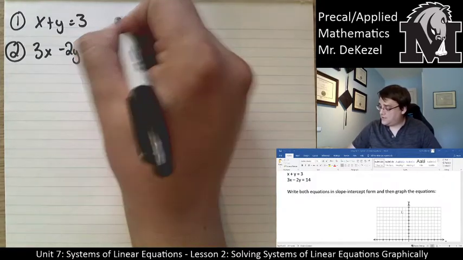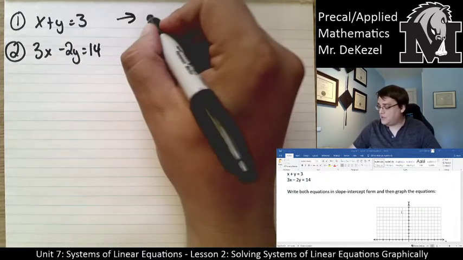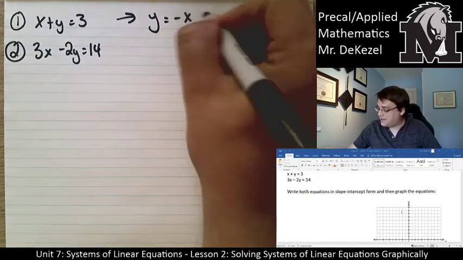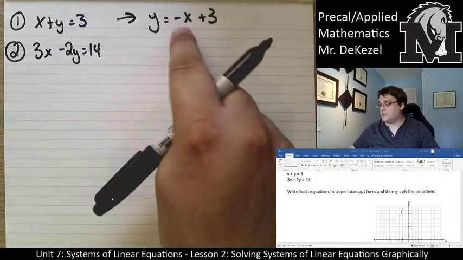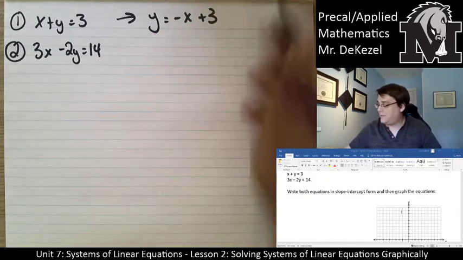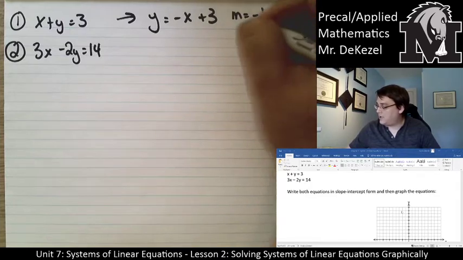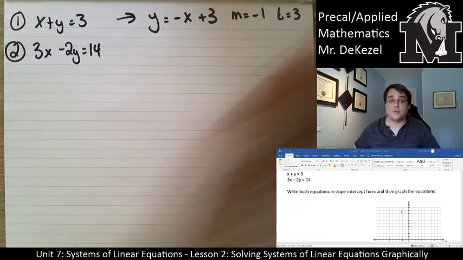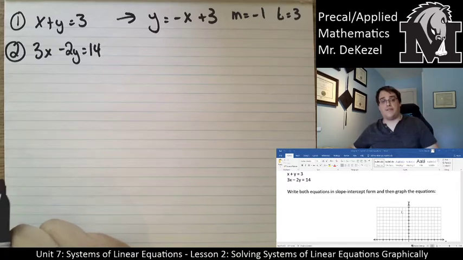So with this one, it's really easy. We move the x over, y is equal to negative x plus 3. That's y equals mx plus b. m equals negative 1, b is equal to 3. So I could graph that pretty easily.